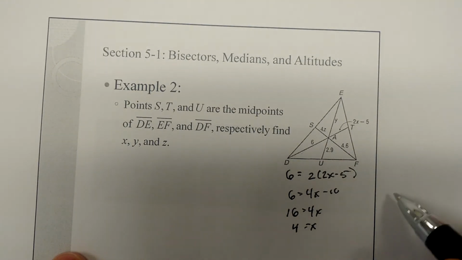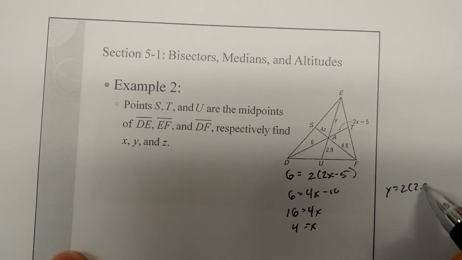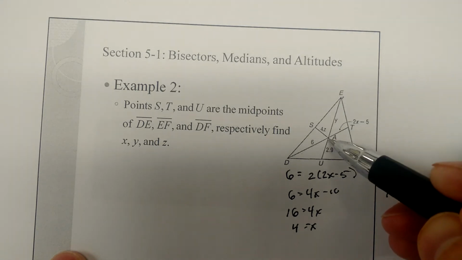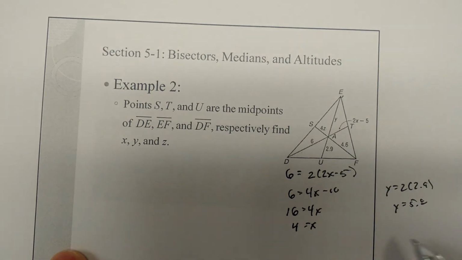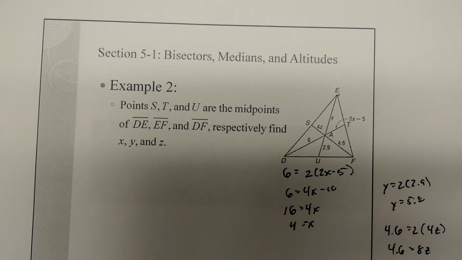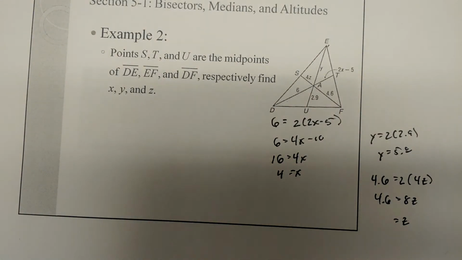So for Y is equal to 2 times 2.9, which is 5.8. So corner to middle is equal to twice middle to edge. And then for Z, where's Z? Corner to middle is equal to twice middle to edge. So 4.6 is 8Z. So Z, that's not going to go in evenly. 4.6 divided by 8 is about 0.58.